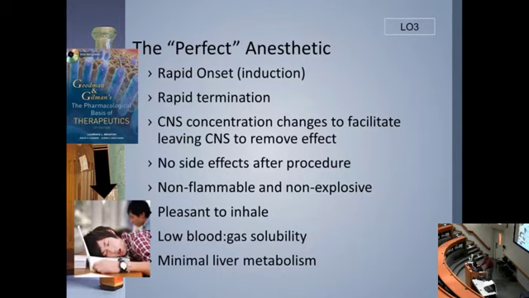From the patient's perspective, we'd like to have something that's quite pleasant to inhale, because there are some drugs that, as you inhale them, leave a specific taste and aftertaste in your mouth and your lung compartment that could be irritating after surgery. And ideally, they would have minimal liver metabolism and a low blood gas solubility, owing to rapid onset. Okay, so that's the perfect anesthetic. None of these drugs are perfect, but some of them come pretty close to satisfying the majority of these criteria.